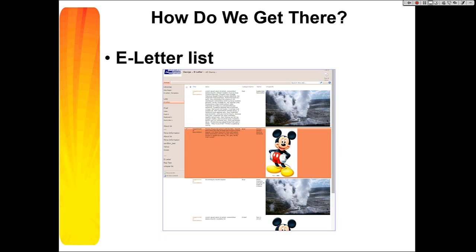So how do we get to our end goals? We start with an E-Letter list. Again, this can be named anything. Out of the box, it's called E-Letter. And additions and edits to this list will drive the newsletters that are sent out via email, as far as which list items are included in any given email.